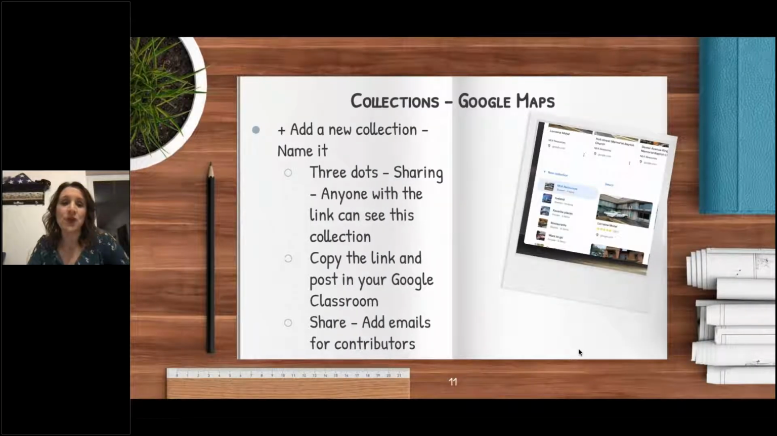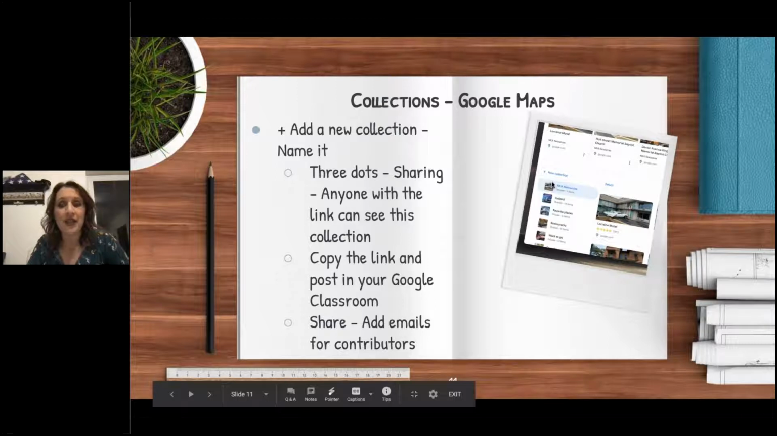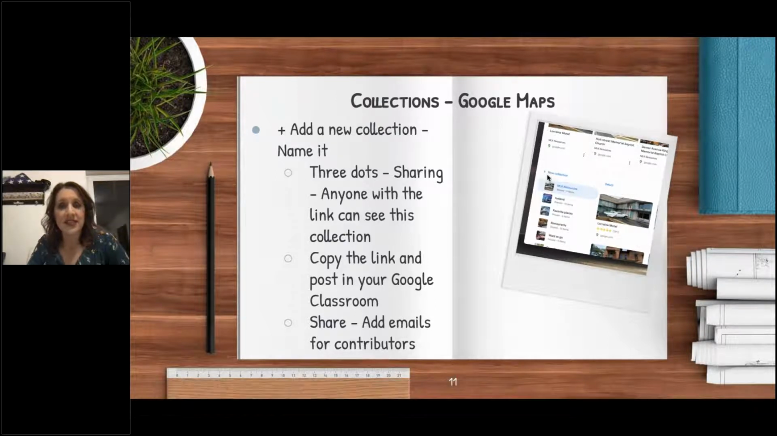And what you'll do is create a new collection, and I'm going to go into mine to show you how to do that. This is a little screenshot of what will populate. You'll click the plus sign that says add a new collection, and then name it whatever you want. Then you'll go to the 3 dots, which are the sharing, and you'll want to share it with anyone with the link can see it. I always feel like that's a very safe option if you plan to share it with anyone. You can always do that later, but I get in the habit of doing it right away because I forget later on. And then you'll want to copy and paste that link and post that in your Google Classroom whenever you're ready.